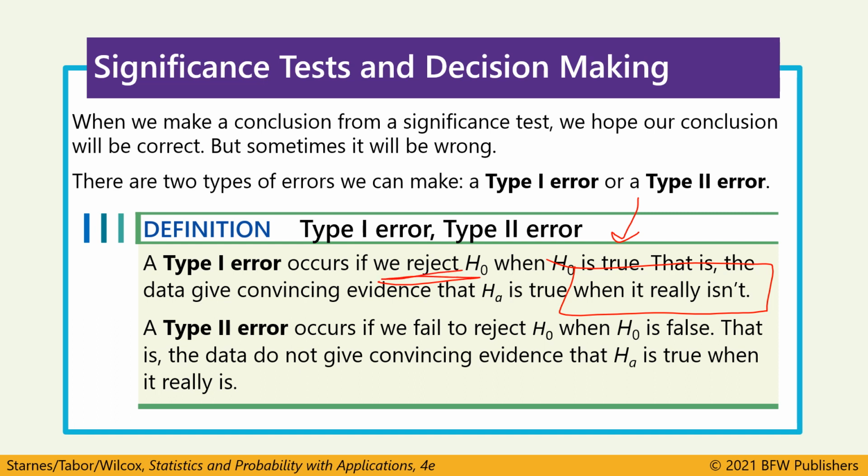A type 2 error is the reverse of that. It's when we have a null hypothesis that's actually false, but we fail to reject it. So in those situations, we don't have convincing evidence that the alternative is true, but in actuality, it is true.